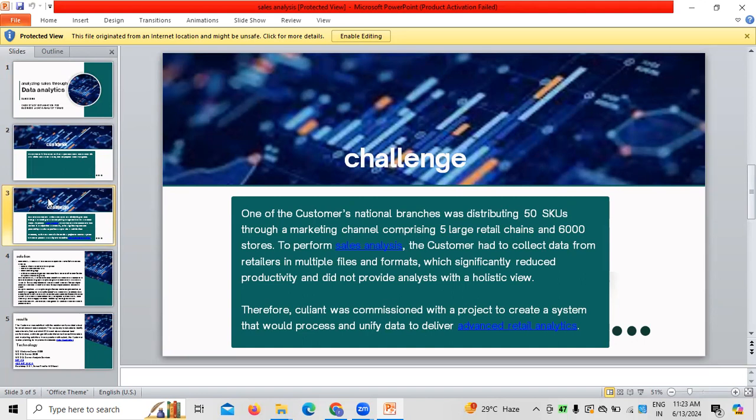So when it comes to the solution provider's role, we want to develop a system which would process and unify the data, and deliver advanced retail analysis and analytics. This is the challenge the customer is facing.